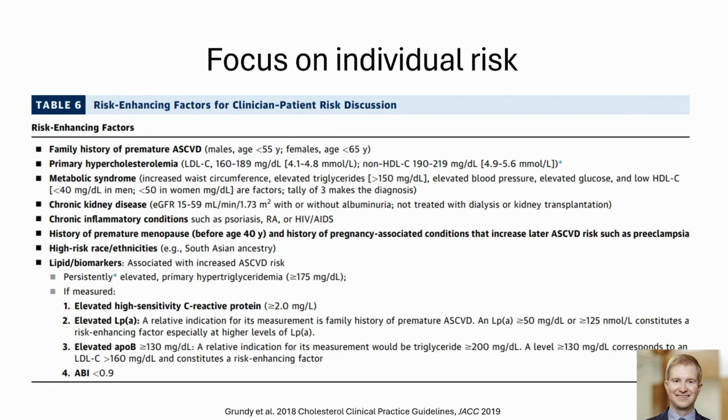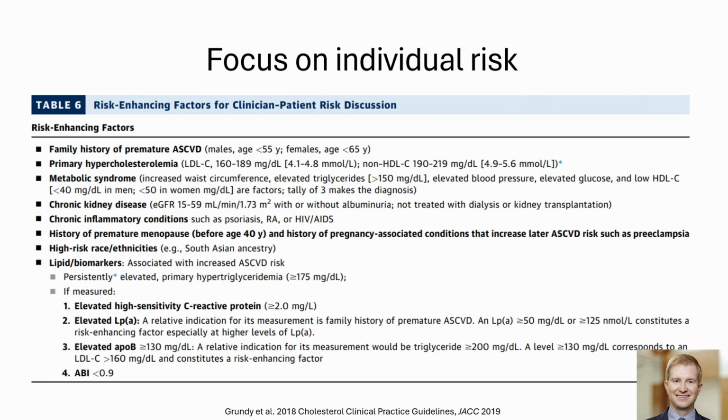There are many risk-enhancing factors that we can use, and many of them can be assessed at the bedside in the clinic room without additional studies. That could include things like: do they have a family history of premature atherosclerotic disease? Do they have a very elevated LDL of greater than 160? Do they have metabolic syndrome? Do they have chronic kidney disease? Do they have chronic inflammatory conditions? In women, do they have a history of premature menopause, or significant pregnancy complications such as preeclampsia? And are they of a high-risk race or ethnicity, such as South Asian ancestries?